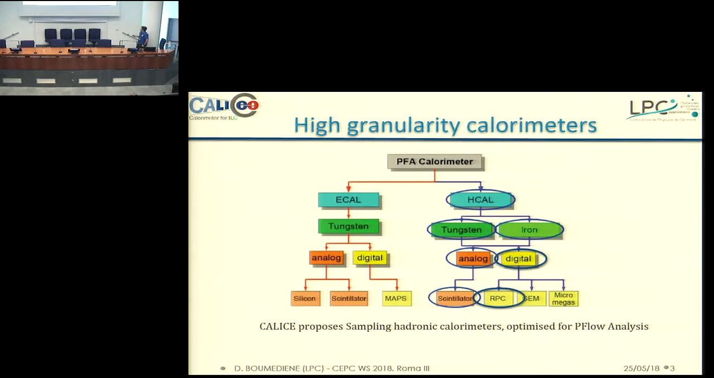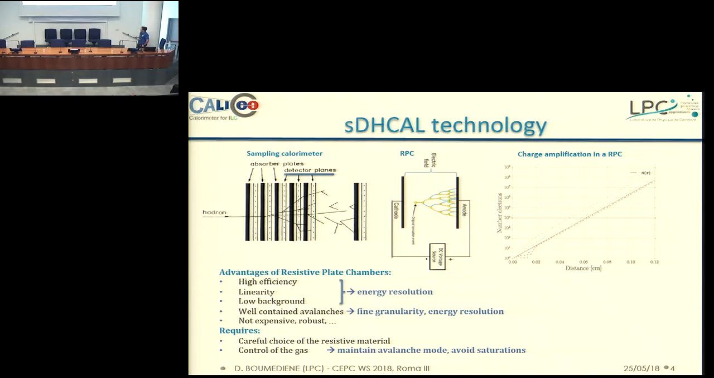In CALICE, there are many solutions that are proposed. Okay, you see them here. Here I will talk about the one in the blue circles. So HCAL, analog and digital, using scintillators or RPCs. So here we are talking about sampling calorimeters. So we have absorbers and detector planes.